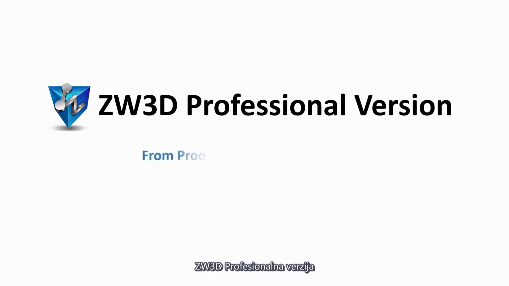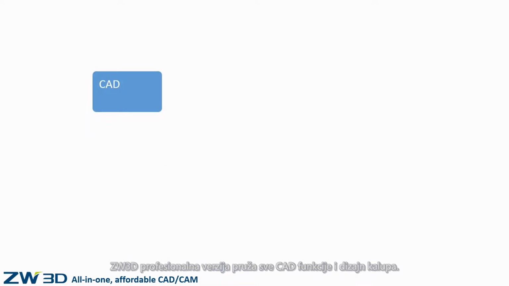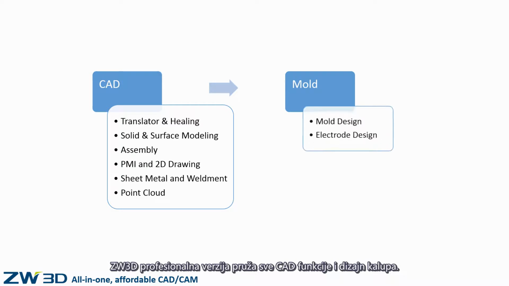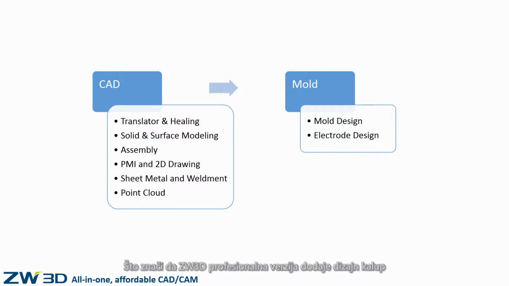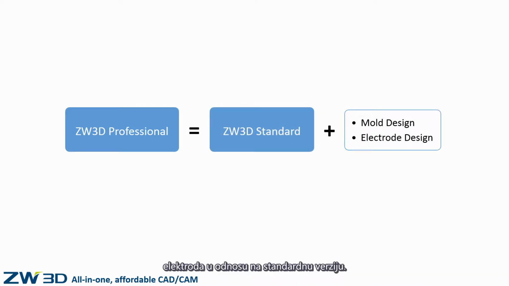ZW3D Professional Version. From product design to mold design. ZW3D Professional Version provides all CAD features and mold functions. Which means ZW3D Professional Version adds mold design and electrode design functions in ZW3D Standard Version.